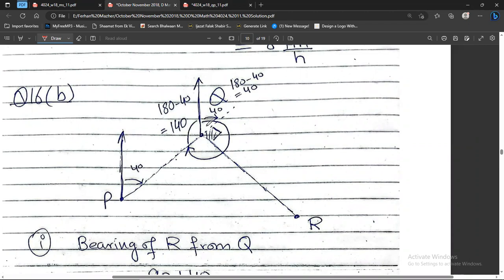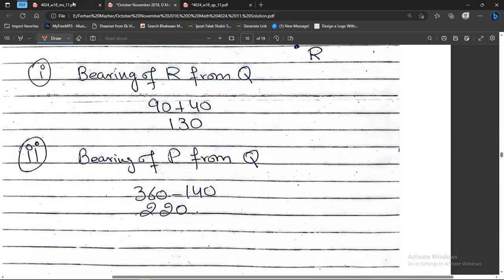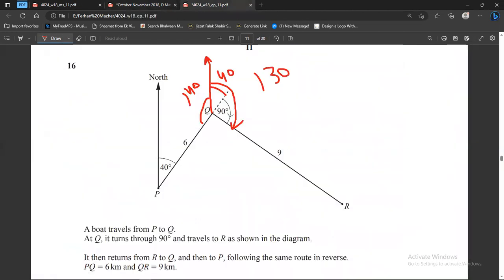So what is the bearing of the R from the Q? That is this much. That is 40 plus 90, and that will be 130. So my answer is 130. Is that answer right? Yes, sir. This answer is right.